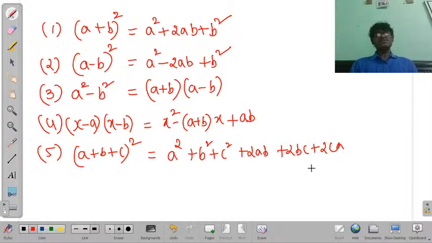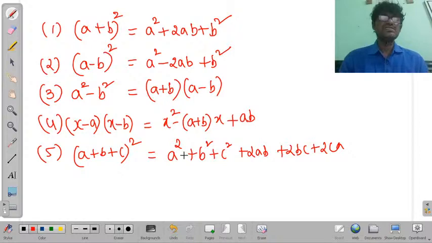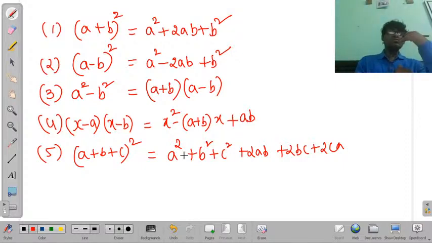Okay, this is the next identity we have. So you remember all these identities, and we can continue this in the next class. We will see how to use these identities to solve some problems in the next class. Now let us close this for today.